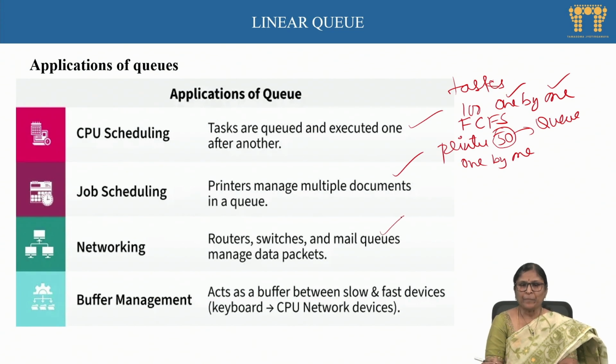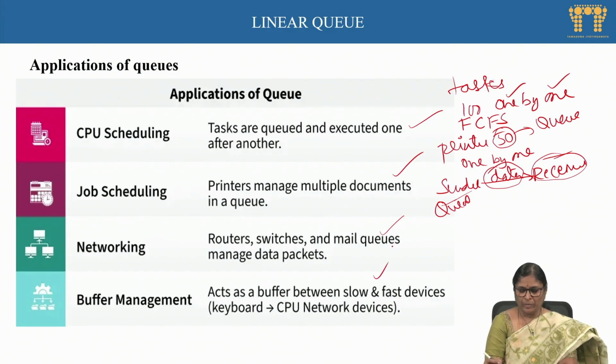Now coming to networking. Here we have the sender and the receiver. You want to send some messages or data from the source to the destination, or from the sender to the receiver. If you want to send huge volumes of data, all of it will be kept in a queue. Then it will be sent one by one to the receiver. So here also you are using the queue in networking.